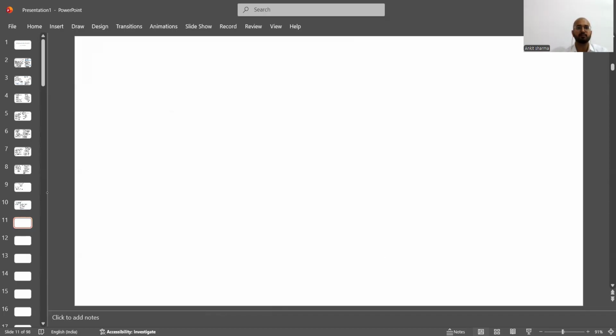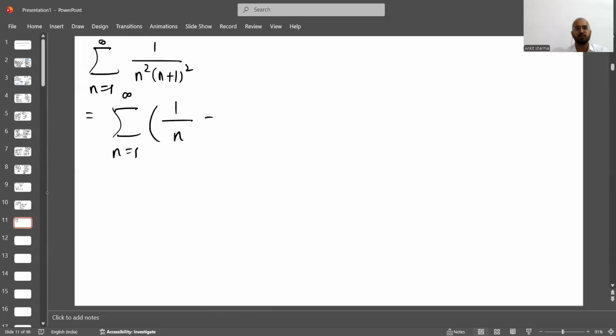So the series is basically sigma n equal to 1 to infinity of 1 over n squared times (n plus 1) squared. This could be further written as sigma n equal to 1 to infinity, where we can do the partial fraction here, with 1 over (n plus 1) the whole squared.